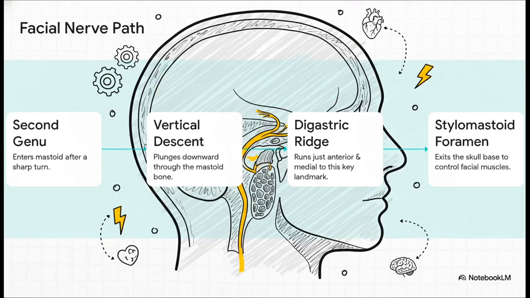And speaking of delicate structures, let's talk about one of the most important and most vulnerable: the facial nerve, cranial nerve 7. After making a sharp turn, the nerve just plunges straight down vertically through the mastoid bone. It runs just in front of and medial to a landmark called the digastric ridge. Surgeons use this ridge as their guide to find the nerve and, more importantly, to protect it. That relationship is literally a surgeon's lifeline to prevent causing facial paralysis.